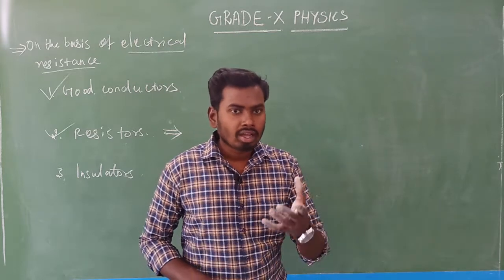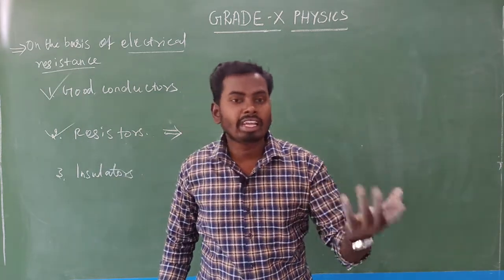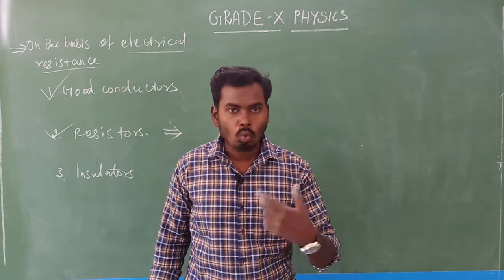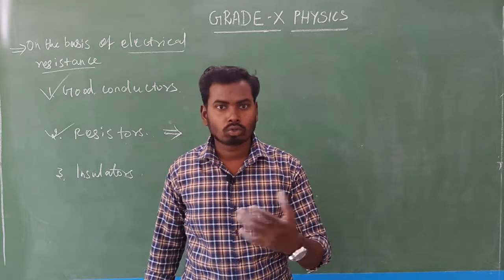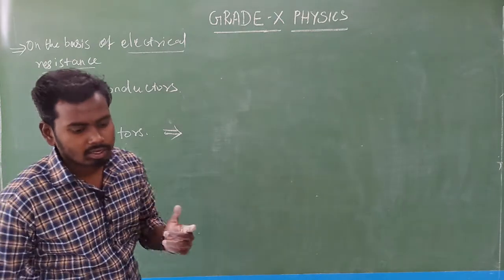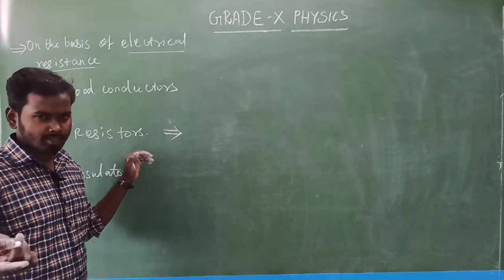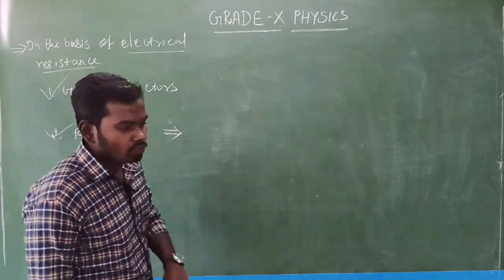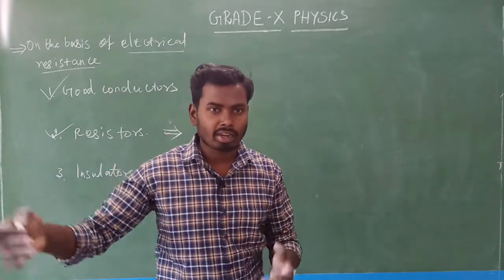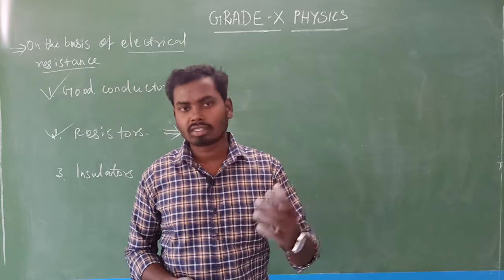That is the reason why these resistors are used in heating appliances like a toaster, water heater, iron box, microwave oven, and so many things. Is it clear? Yes. So next, come to these resistors. What are resistors? That is a very big question. Resistors mean nothing but they have a maximum amount of resistance. Those substances which have comparatively, not infinitely, but comparatively high resistance, that is called resistors.